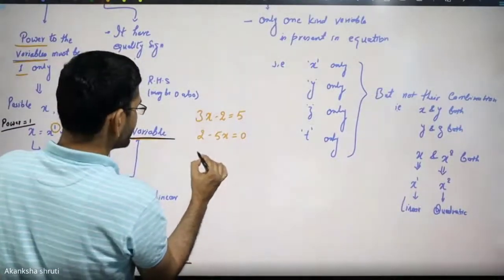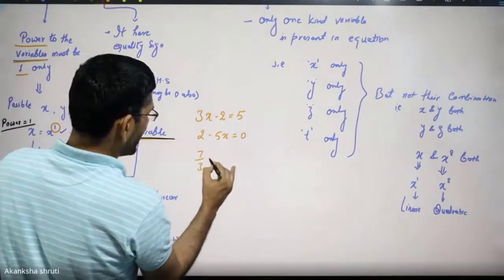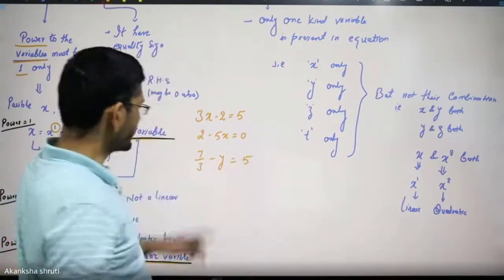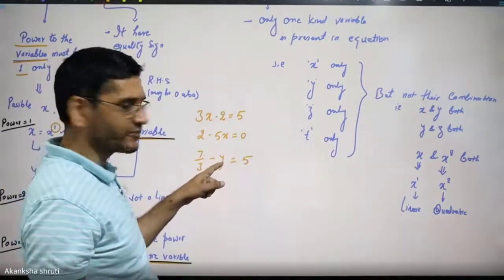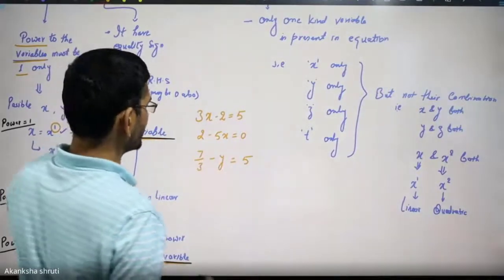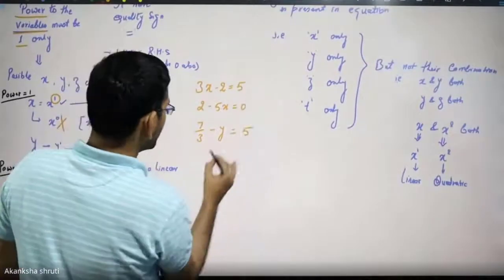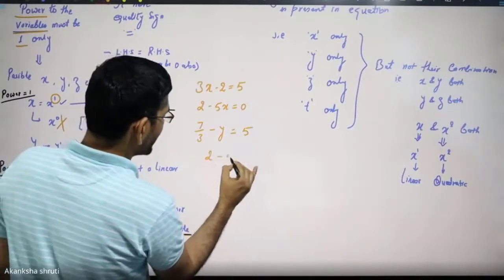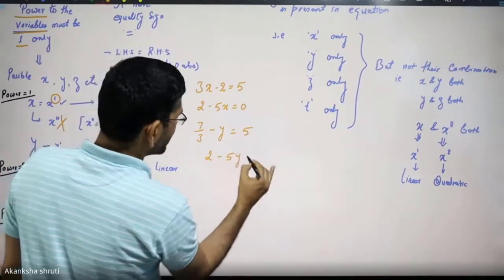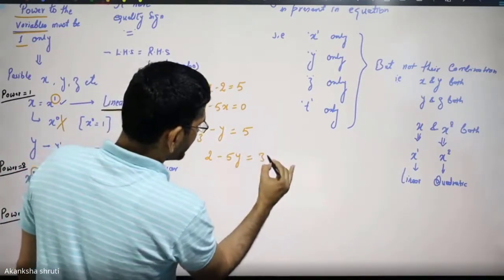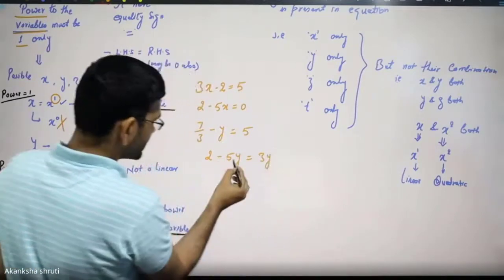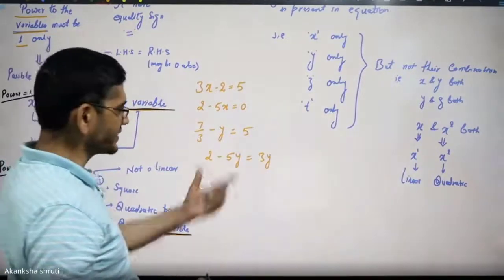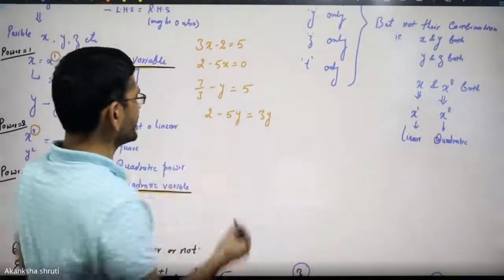Even if we take 7 by 3 minus y is equal to 5, here also the variable is y, only one kind of variable, and its power is 1. So all of these are linear. Even the variable can be on the right hand side. Say 2 minus 5y is equal to 3y. The variable y is on the left hand side as well as on the right hand side. It is also a linear equation in one variable.